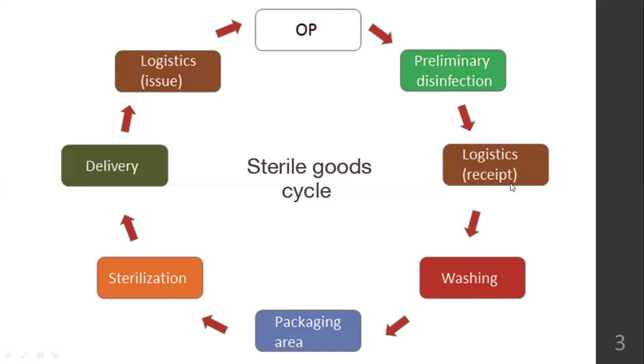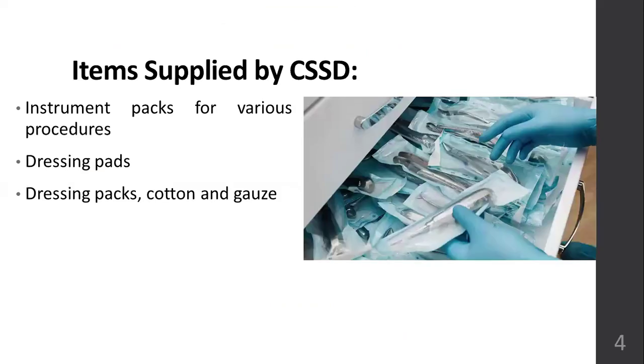Okay, and finally they will do delivery whenever it is issued. Then they will issue the logistics as well, which department has got what kit. Okay, and the cycle goes on. This is the cycle of CSSD. Okay, so items that are supplied by CSSD: instrument packs for various procedures, dressing pads, dressing packs, cotton, gauze pieces. Okay, these all are the items that are supplied by CSSD.